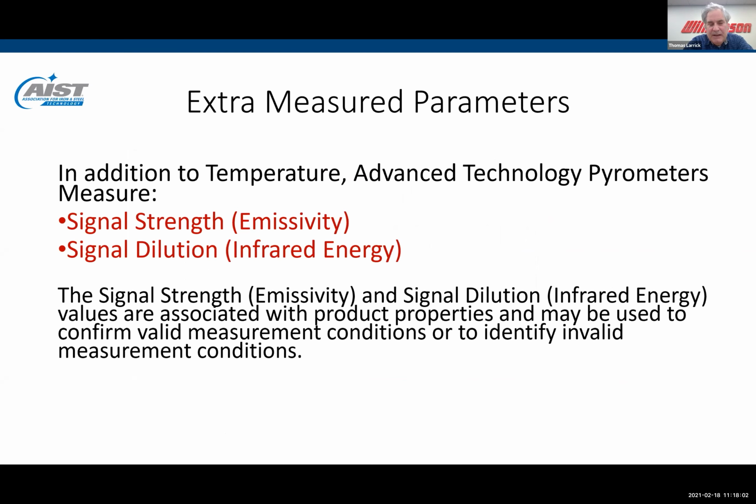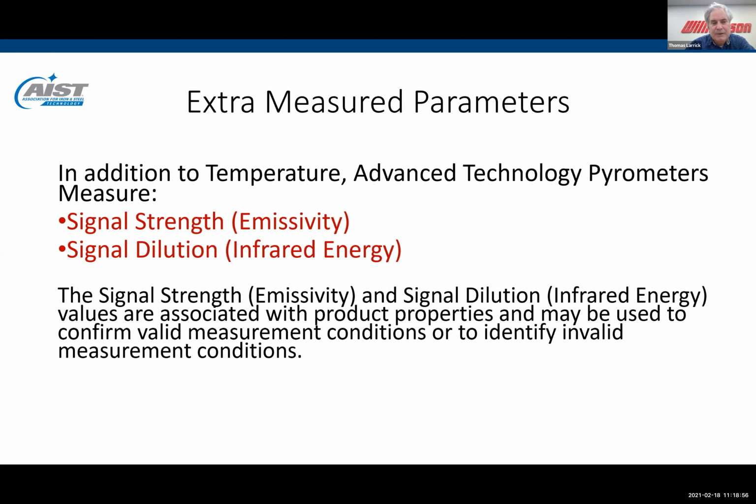Another advantage of using an advanced wavelength technology is because you're measuring multiple wavelengths, you have the ability to calculate multiple parameters. If you're only measuring one thing, you can only calculate one unknown. Whereas if you're measuring more than one thing, then you can calculate two unknowns. So the advanced technology pyrometers not only calculate a measured temperature value, but they also calculate a measured emissivity value. To calculate the emissivity value, they first calculate the temperature value, and then they compare the measured infrared energy with the black body energy at that same temperature.